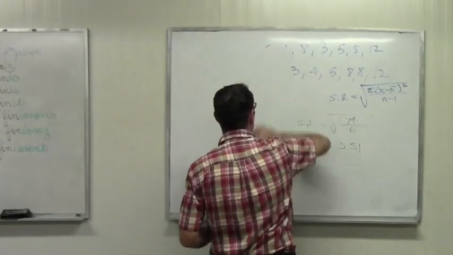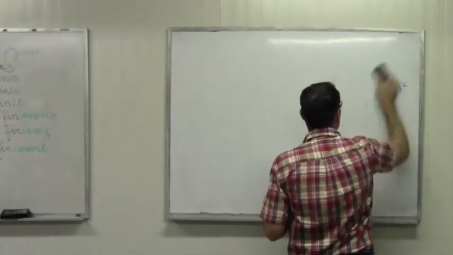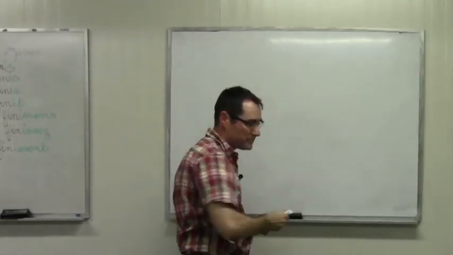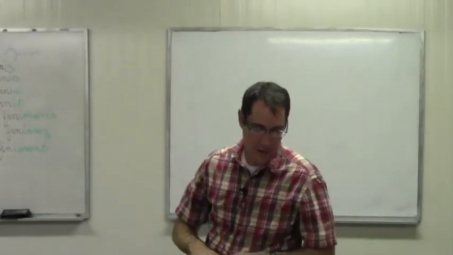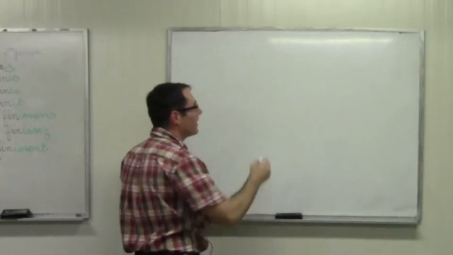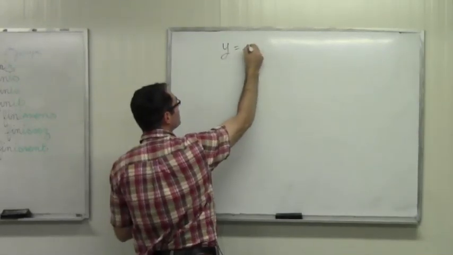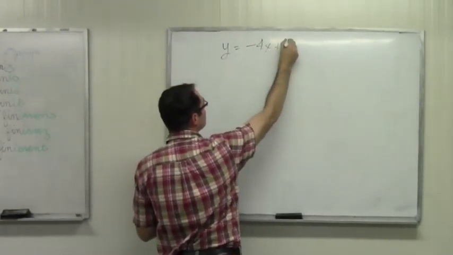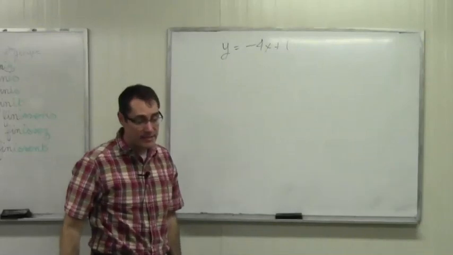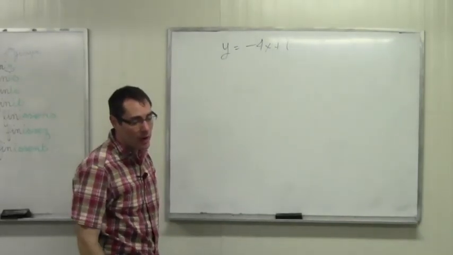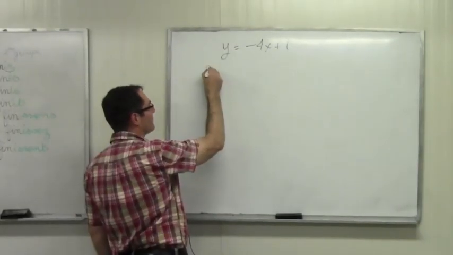All right. The next question says, you have a line, y equals negative 4x plus 1. Find the slope, find the y-intercept, find the x-intercept, and graph.